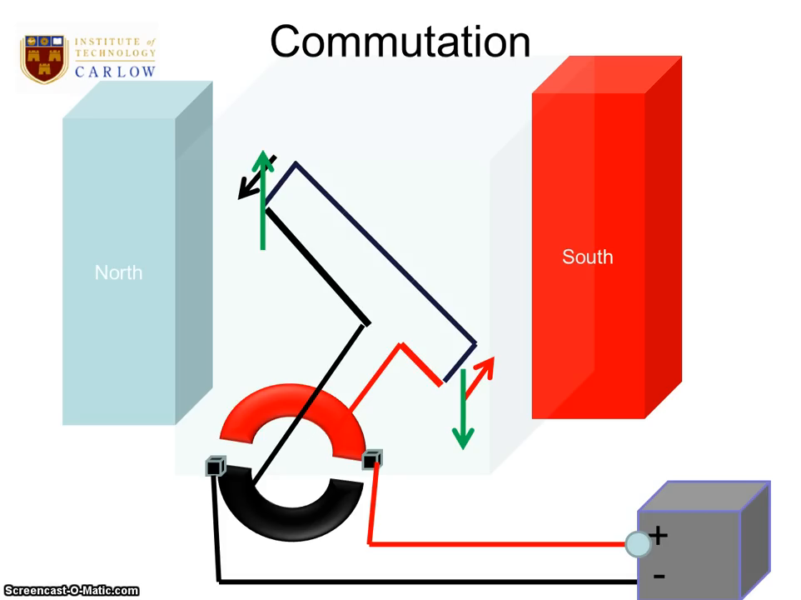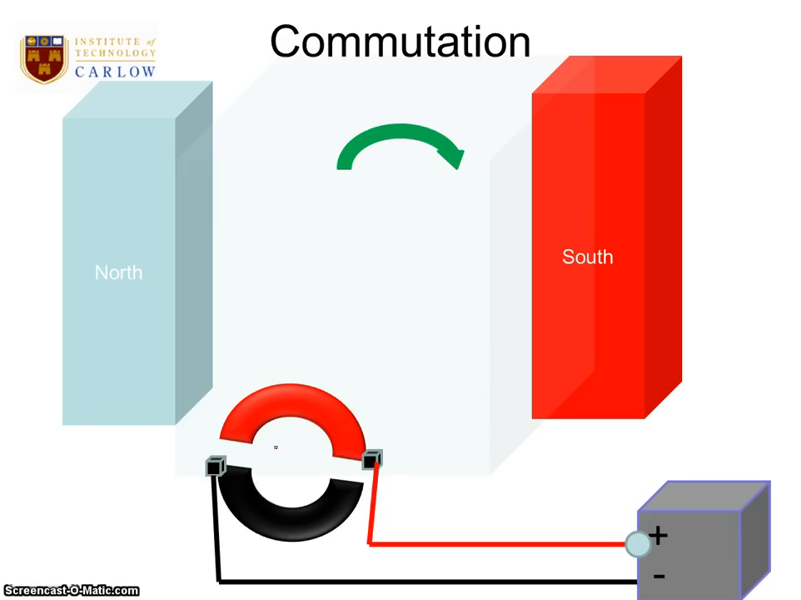So that's what commutation does. It reverses the direction of the current in the motor every half cycle. And that's what allows our motors to rotate. So I hope that's cleared it up.